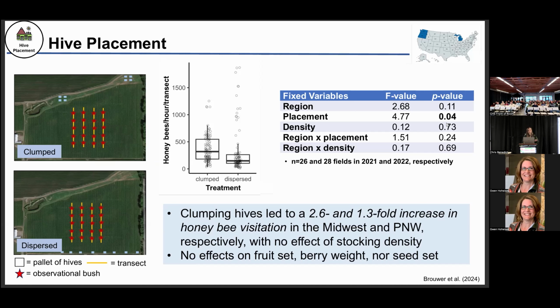When we look at things like fruit set, berry size or weight and seed set, though, we didn't see any differences. And my hypothesis for that is that we were using Duke in the Pacific Northwest. It has a relatively low pollen limitation. So regardless of increases in honeybee activity, even the dispersed treatment was having adequate pollination. So we didn't see these gains in some of these other production metrics, but we might in a cultivar like Liberty, which is more pollen limited.